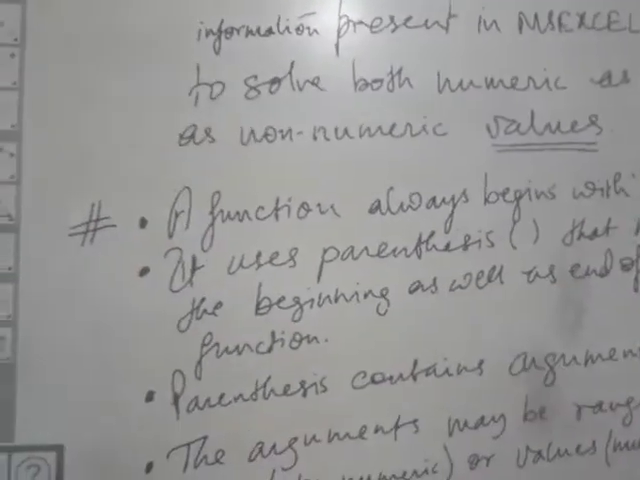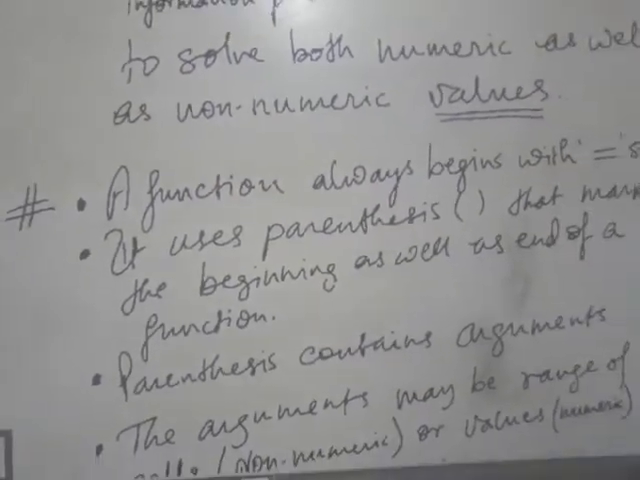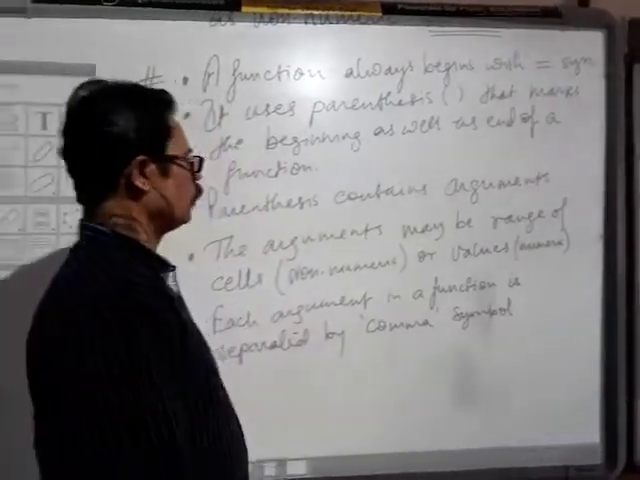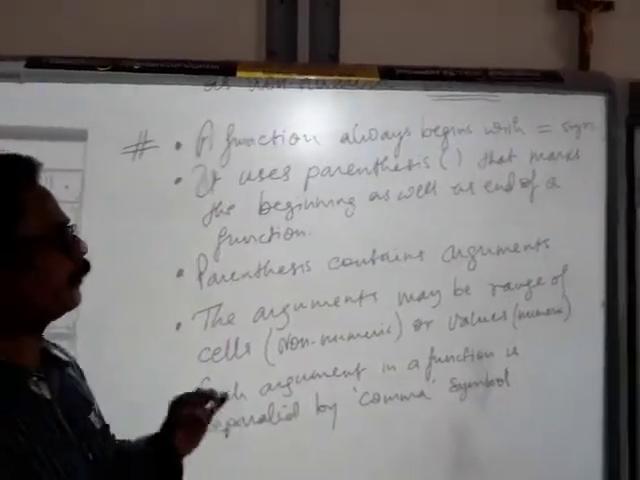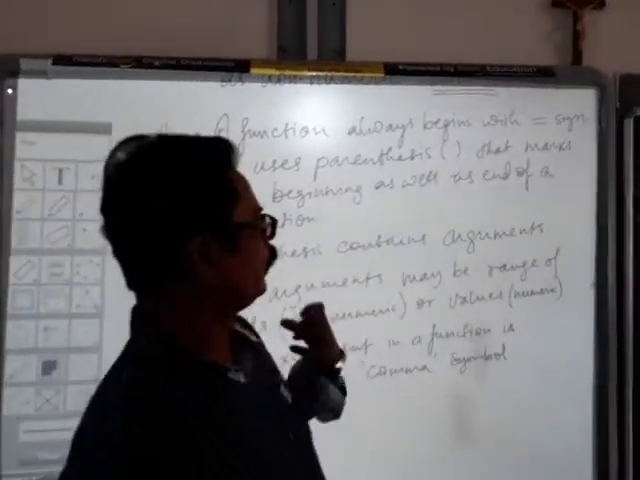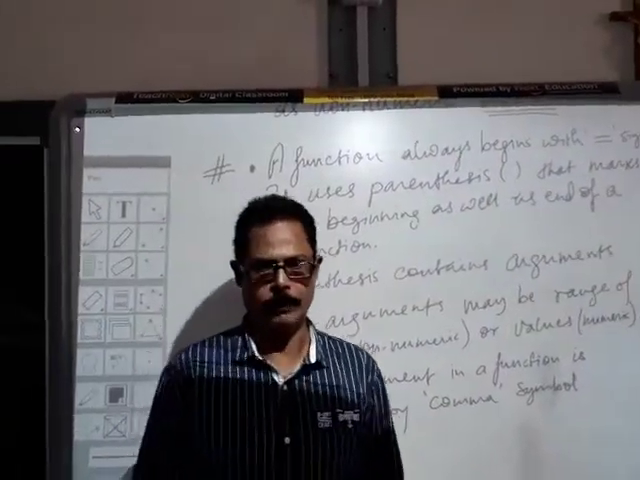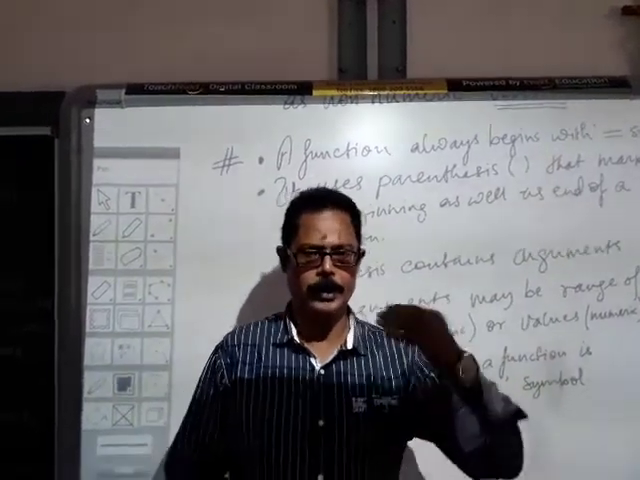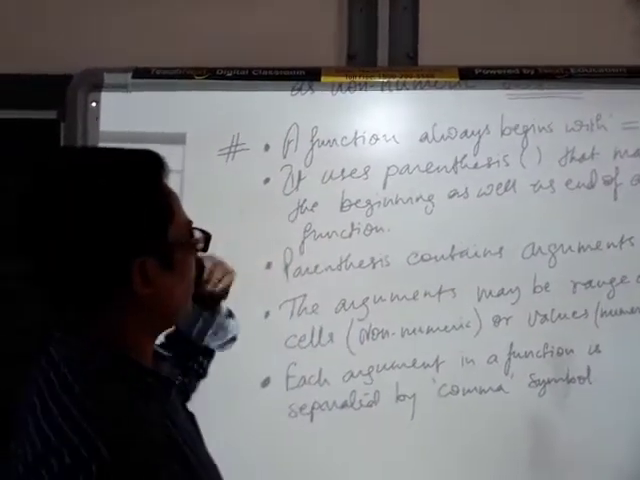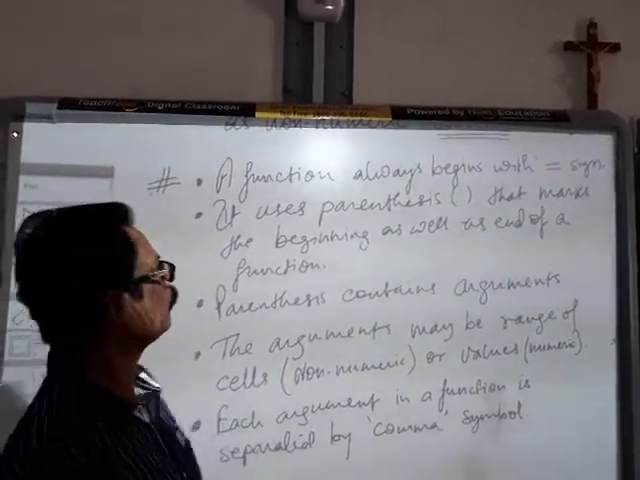Now when we talk about the features of a function, remember, whenever we start a function it always begins with an equal to sign. The moment we write an equal to sign before a function, then it becomes a formula. Please remember, a function when it is preceded by an equal to sign becomes a formula. So a function always begins with an equal to sign in order to perform calculations.